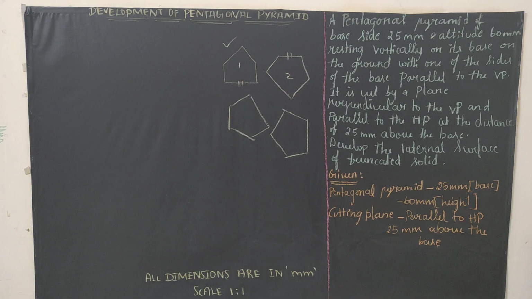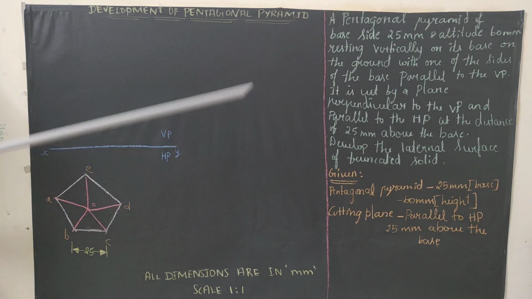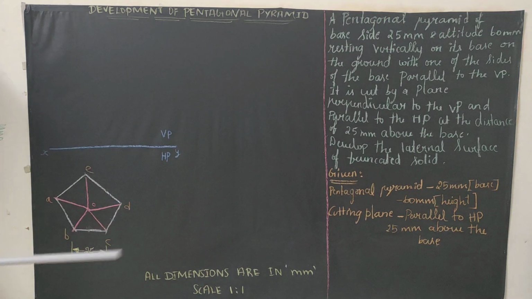Draw the base diagram, that is, your top view will be the pentagon. The first step is to draw the reference line as XY, and write VP, HP. Since the base is on the ground, we are going to draw the pentagon in HP. I clearly explain why we chose this pentagon: the base sides are parallel to VP, so we chose this.